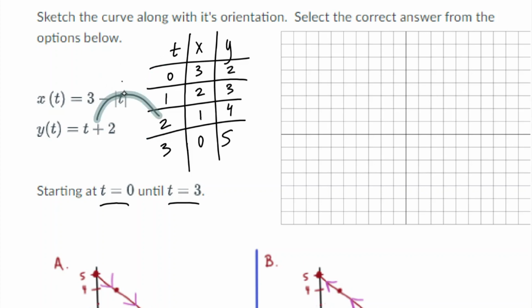So let's plot these, and how do you get the orientation? Is you start from time t equals 0. So where does the graph start? It starts at x equals 3. 1, 2, 3 in the x, and it goes up 2 in the y. 1, 2. So it starts here. Okay, so this is my start. And then it goes, when t is 1, to 2 in the x, but now up 3 in the y.